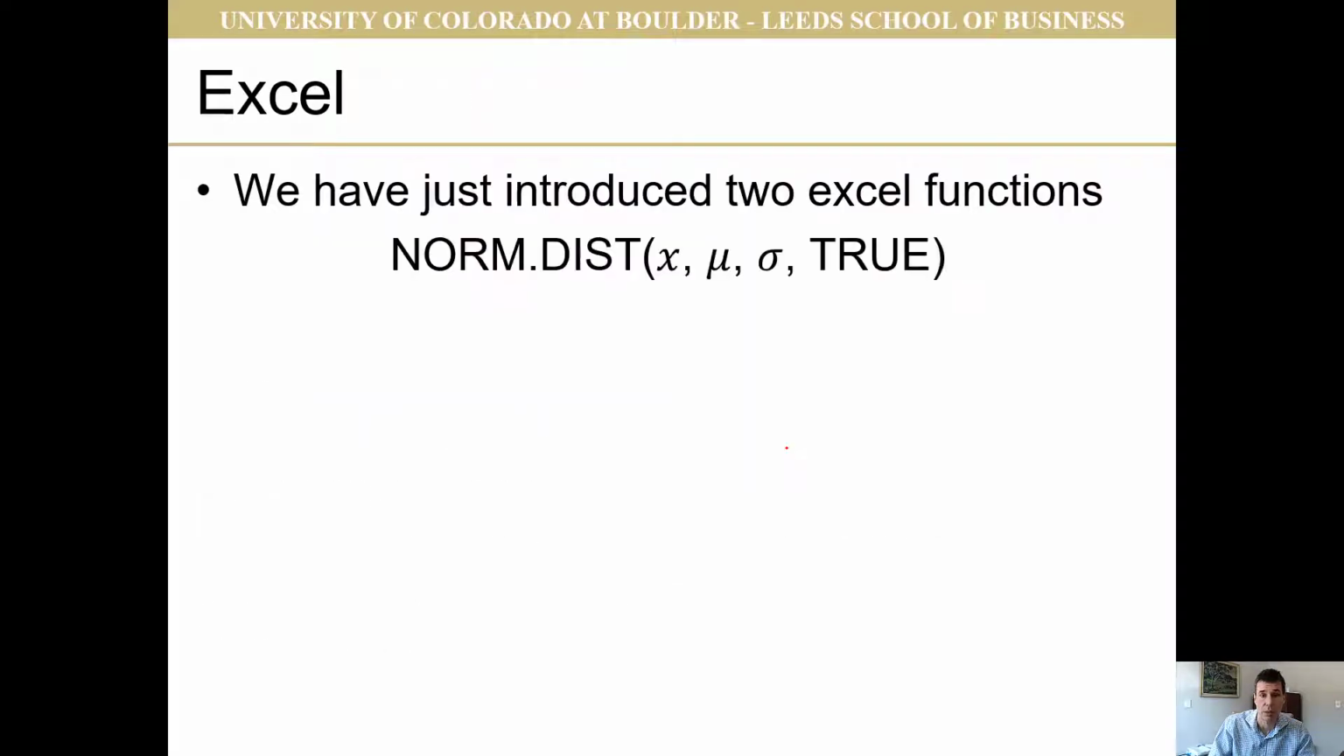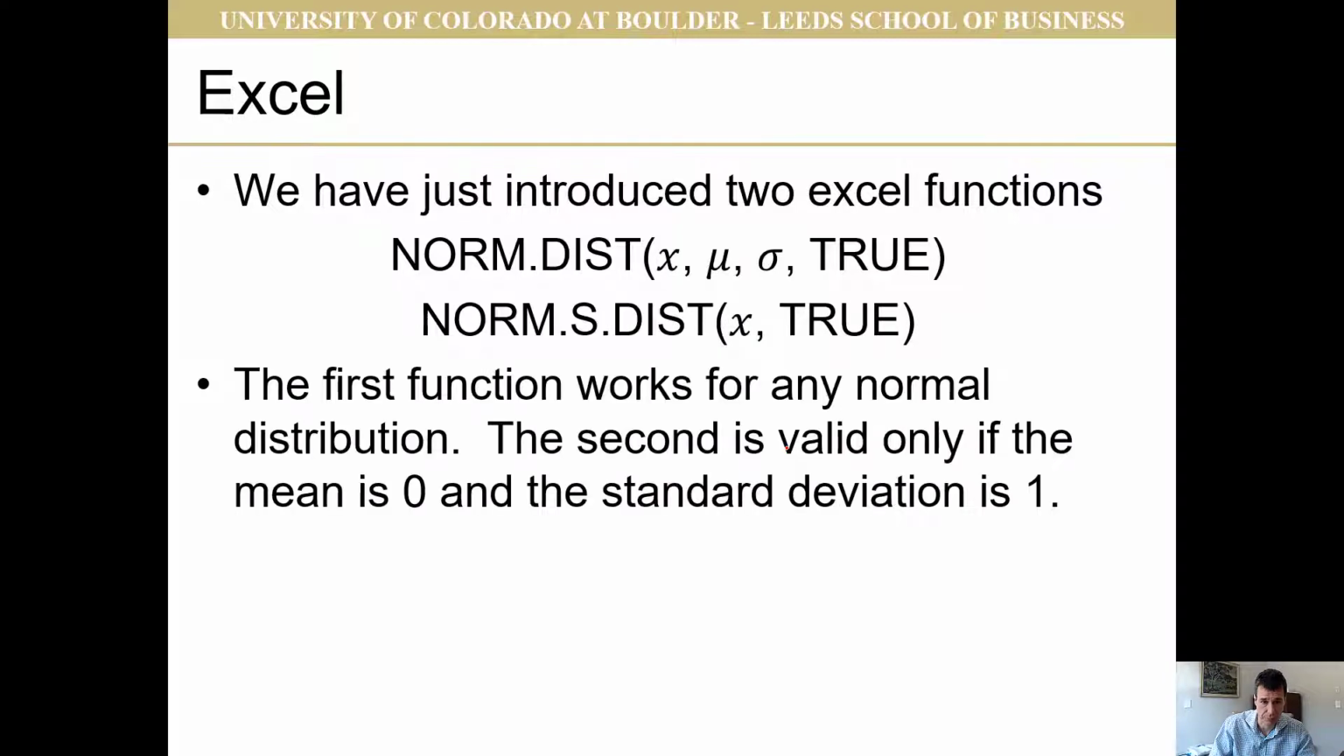Okay, so we've got two Excel functions, norm.dist and norm.s.dist. The first function works for any normal distribution. The second is only valid if the mean is 0 and the standard deviation is 1. So you've got to remember which one to use. If in doubt, the first one always works because you can always put in the mean and the standard deviation.